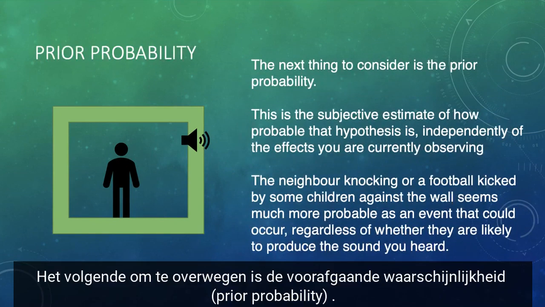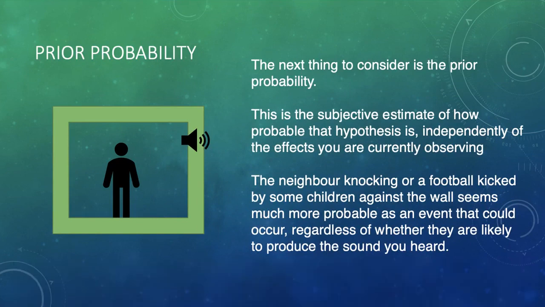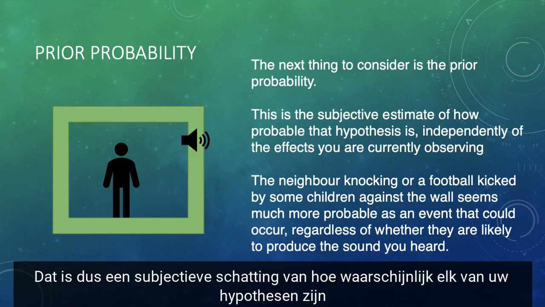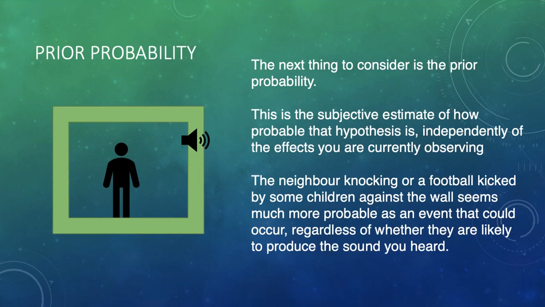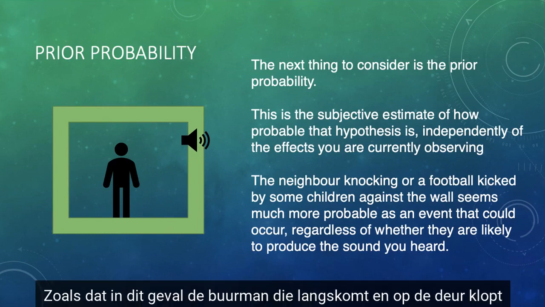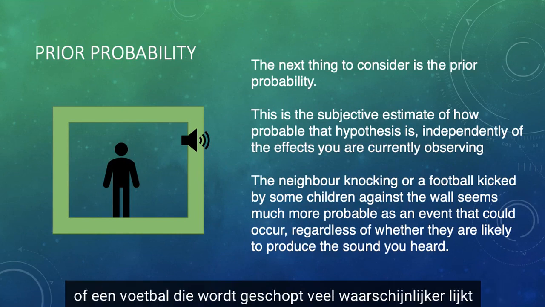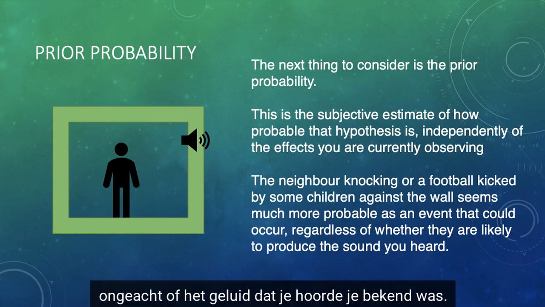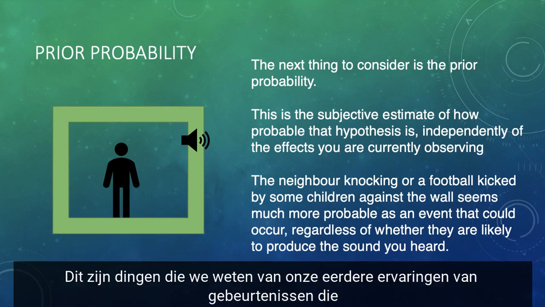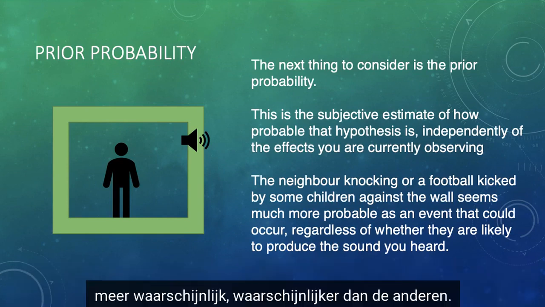The next thing to consider is the prior probability. This is a subjective estimate of how probable each one of your hypotheses is, independently of the effects that you're currently observing. So in this case, the neighbour coming around and knocking on your door, or a football being kicked, seems much more probable as an event that could occur, regardless of the sound that you heard. These are things that we know from our previous experience are events that are more likely than the others.